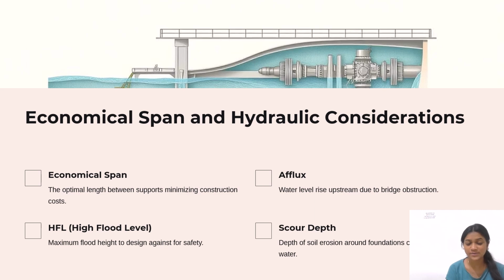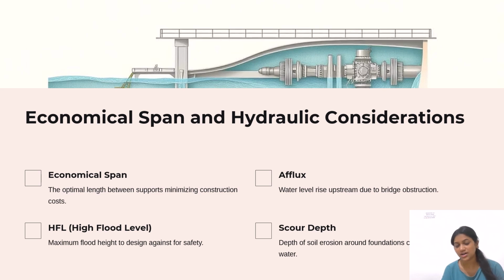Here, this slide explains about economical span and hydraulic considerations. Economical span means the optimal length between supports that minimizes the construction cost. It is the length between two supports to minimize the construction cost. Otherwise it is less durable, and the cost will be higher.